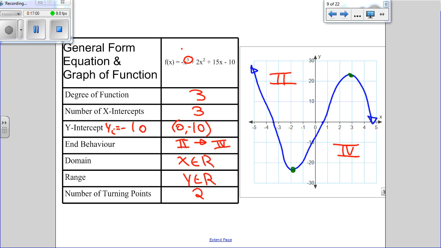The domain and the range are still the same. Go forever left, forever right. The range goes forever down, forever up. And the number of turning points is still the same. There's 2 turning points.